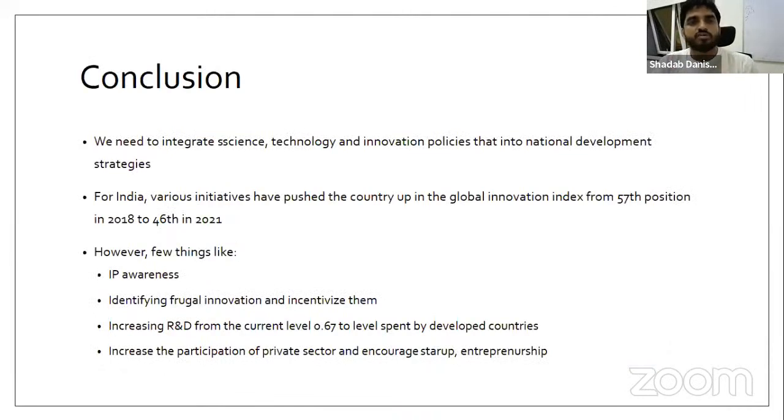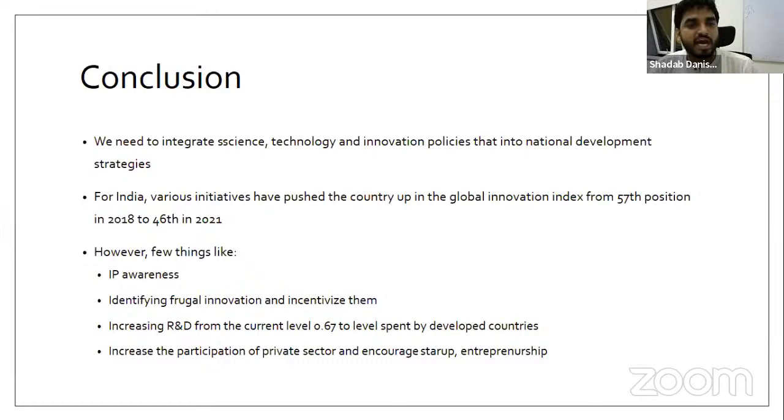So let's conclude our discussion here, in which we have discussed thoroughly what has happened in innovation, how it is relevant, what market failure happens, how appropriability problems come in, and how over a period of time an innovation ecosystem has been developed by the Indian government. Let's conclude by saying that we need to integrate science, technology, and innovation policies into the national development strategy. For India, various initiatives have pushed the country up in the Global Innovation Index from 57th position in 2018 to 46th position in 2021.